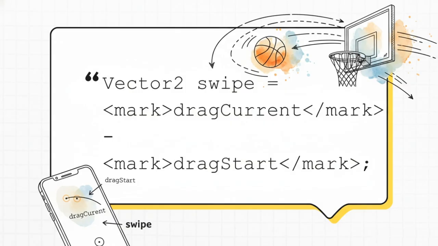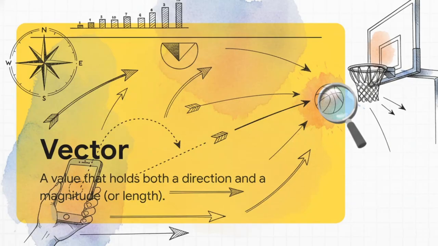But what exactly is this Vector 2 thing anyway? Yeah, vector sounds kind of technical, but don't worry. It's really just a way to package up 2 bits of info into one thing, a direction and a length, or what we call magnitude. So for our swipe, this one single value tells us both which way you swiped and how far you swiped. It's literally the blueprint for our entire throw.